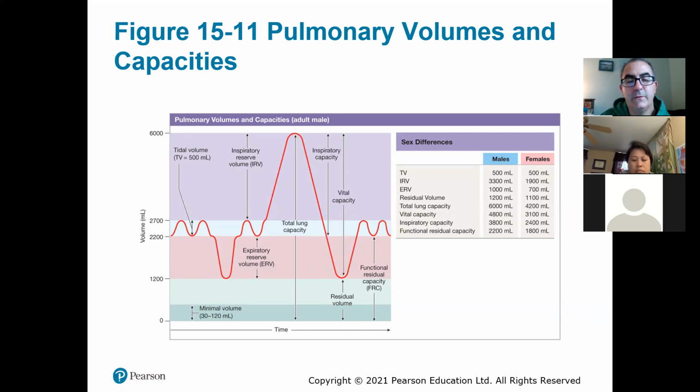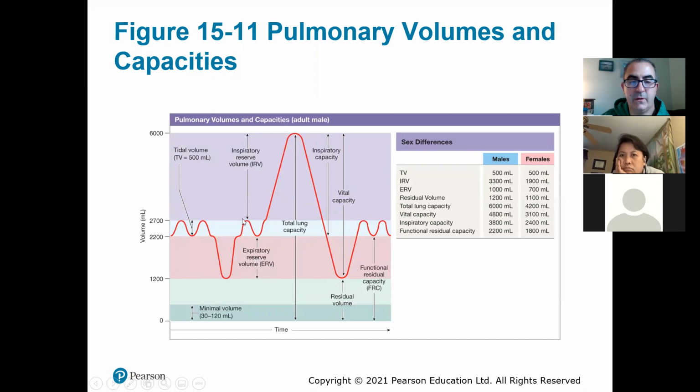Then if we look at those other two numbers, ERV and IRV, the expiratory reserve volume is the volume of air past your normal breathing volume, so past your tidal volume, to get down to your vital capacity number, right? So it's the amount of air you can exhale past your normal breath. IRV, inspiratory reserve volume, is the amount of air you can inhale past your normal breath, right?